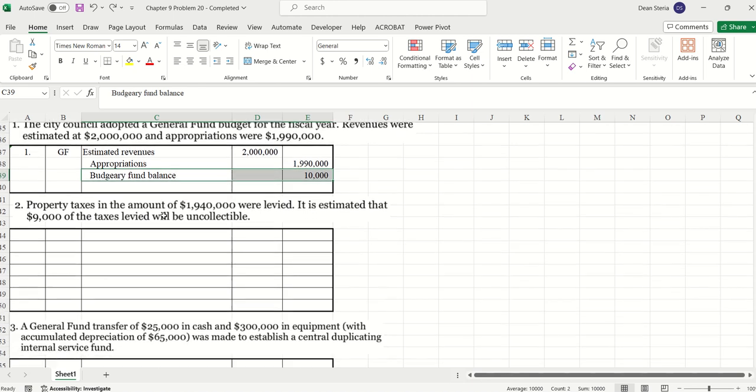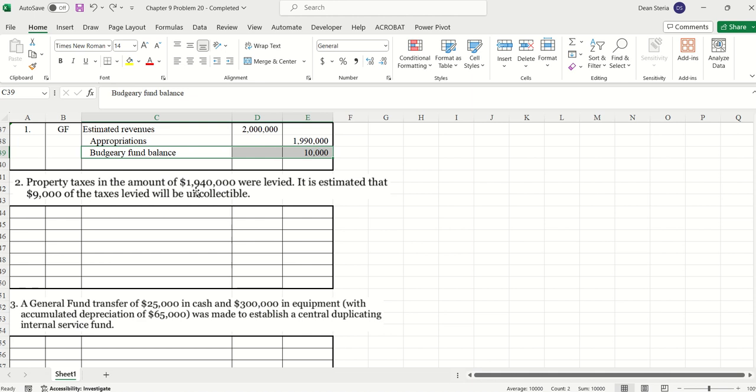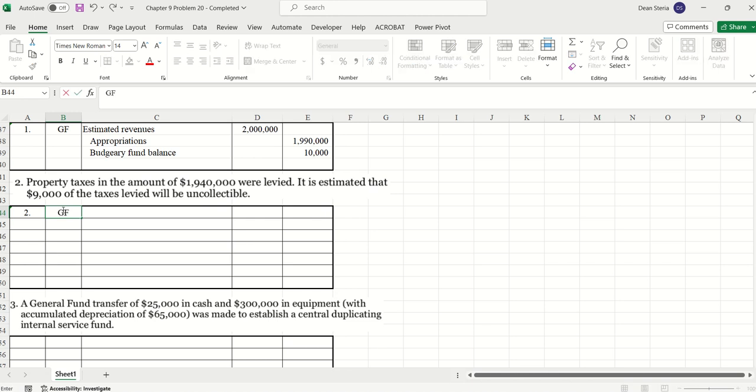Number 2, property taxes in the amount of 1.94 million were levied. It is estimated that $9,000 of the taxes levied will be uncollectible. Okay, so we're talking about journal entry 2 here. And this one's also going to go into the general fund. And we levied taxes receivable, current.